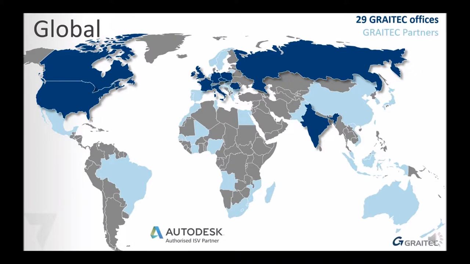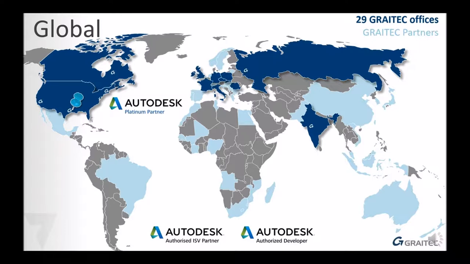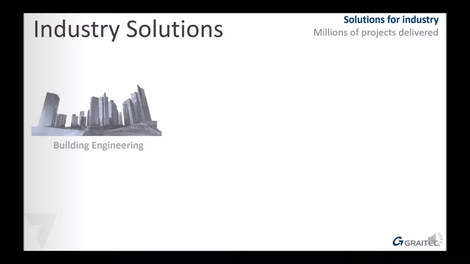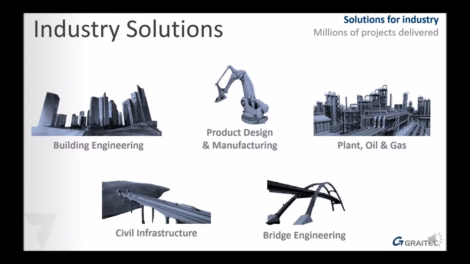Just a global map there, really giving an indication of the Graitec footprint over the world. As I said, we offer a number of industry solutions, and Advanced Steel has sat amongst those for a number of years now, and with its introduction to the AEC Collection last year, also becoming what Autodesk term a true vertical. This now means that Advanced Steel can be used predominantly within these sectors.